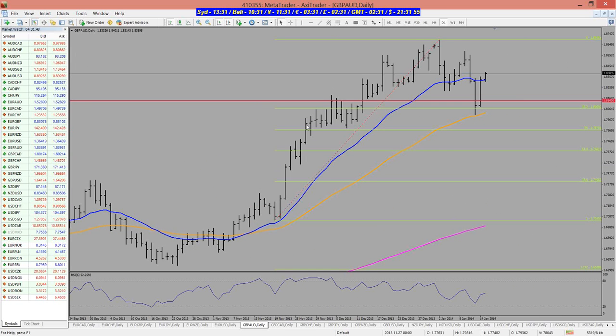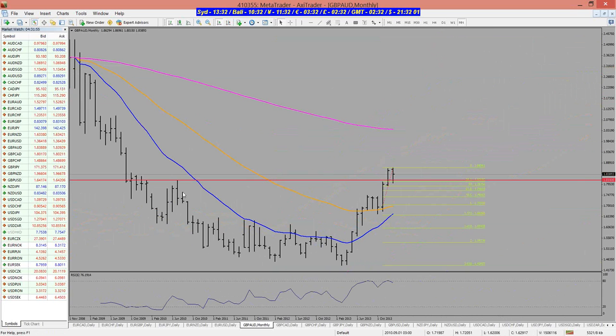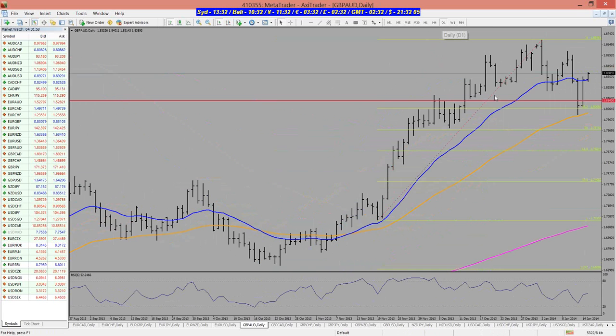Pound Aussie is looking good. See that resistance line there is now support. Bounced off that, the 50, the 382, and all looking pretty hunky-dory.